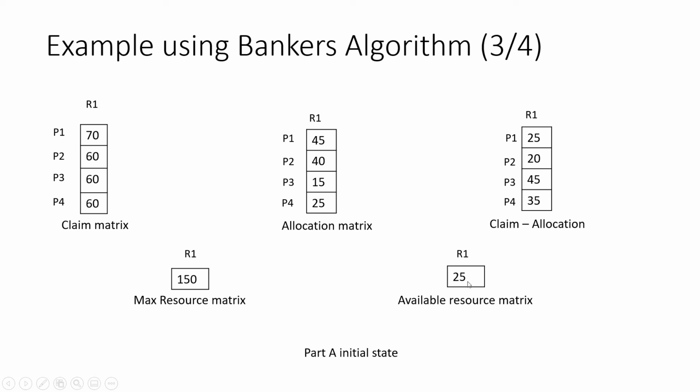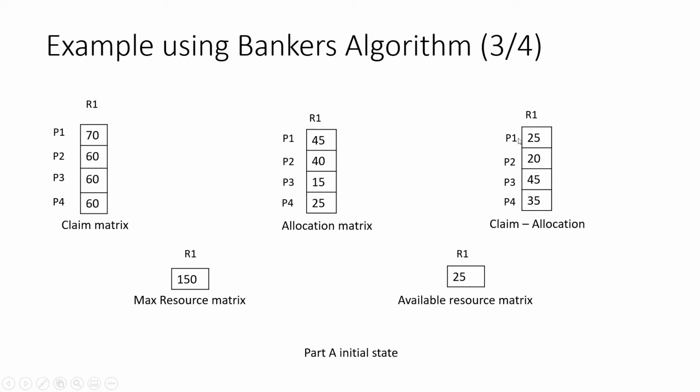Now we need to check if we have a safe state. If we check process 4, we see that it requires 35 and we only have 25 available, so that's unsafe. If we check process 3, we see it requires 45 and we only have 25 available, that's unsafe. But if you look at process 1 and 2, both of them are safe since we have the available resources required to fulfill them. So now we can either run process 1 first or process 2 first. I'm going to be running process 1 first.